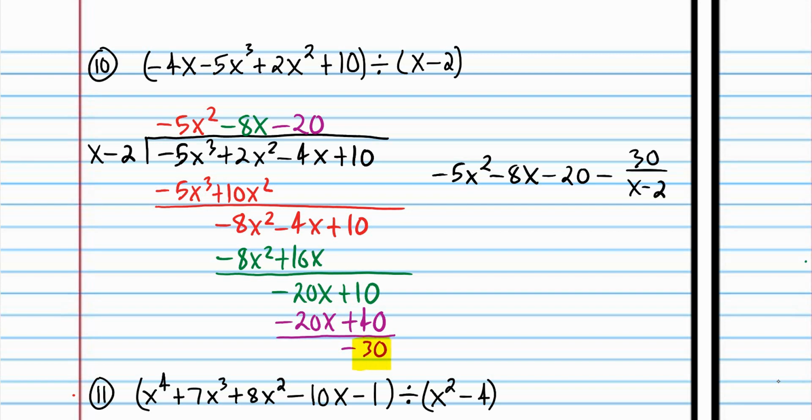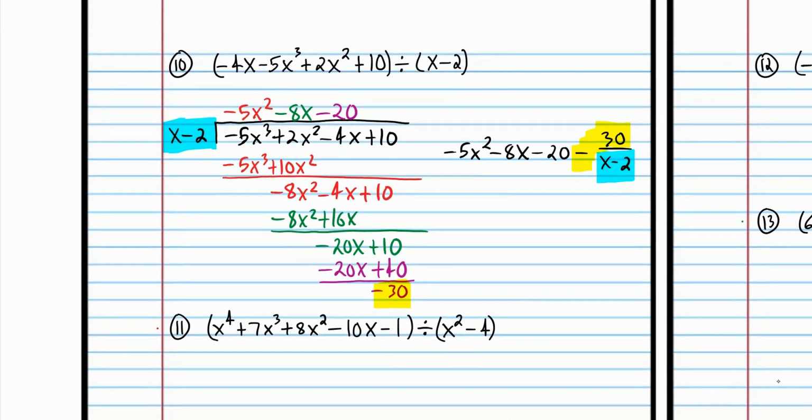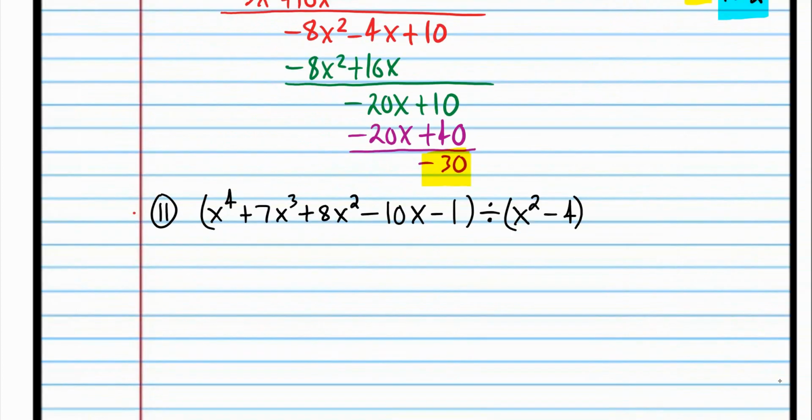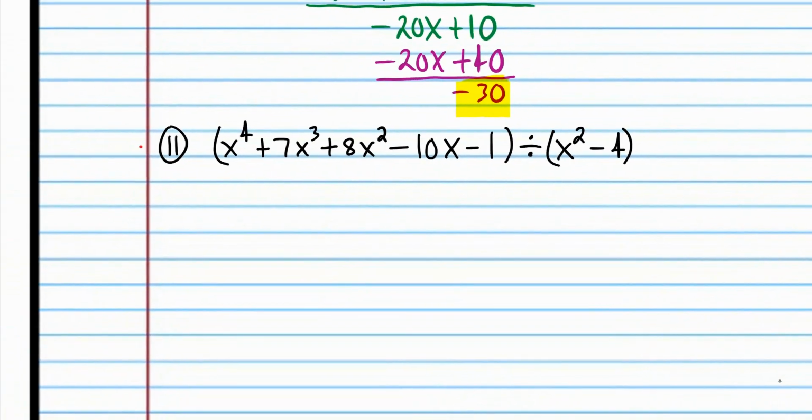And again, that 30 came from there, and the x minus 2 came from the divisor. That's the way it always works. Okay, so if you got that one right, excellent. Good job. So now we're going to do some different variations of problems.